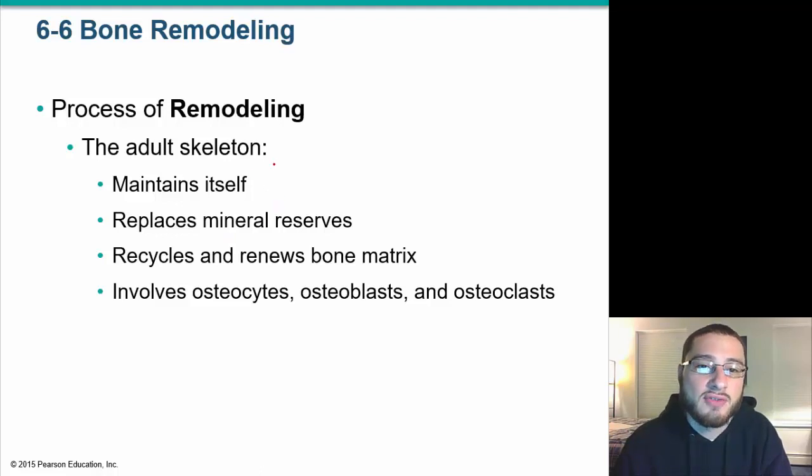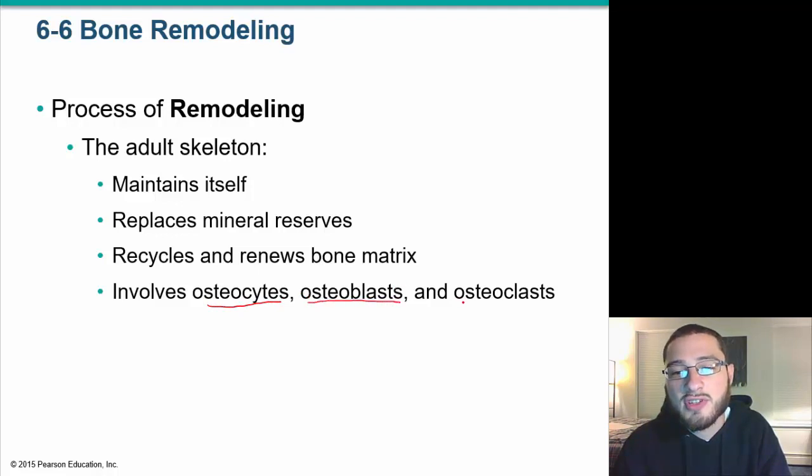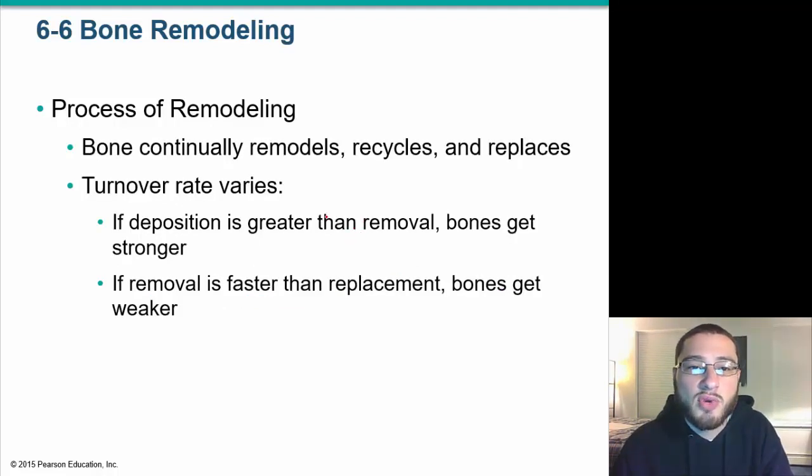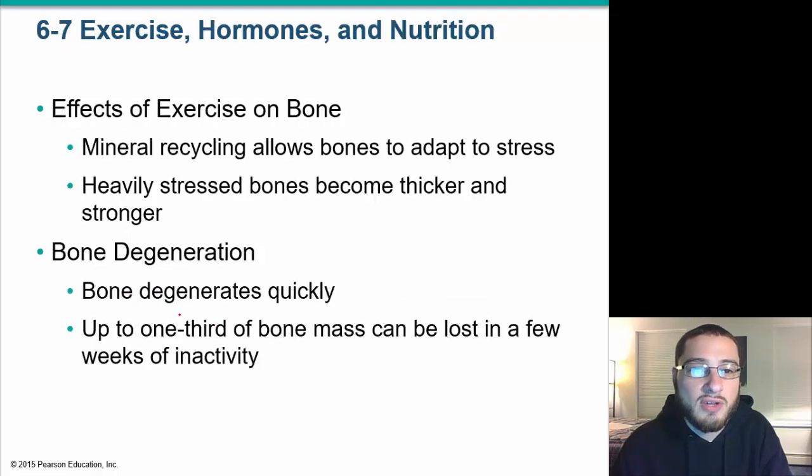Process of remodeling. The adult skeleton maintains itself, replaces mineral reserves, recycles and renews blood matrix, and involves the osteocytes, which are adult bone cells, our osteoblasts, those are our builders, and our osteoclasts, so those are our demo crew. Bone continually remodels, recycles, and replaces. Turnover rate varies. If deposition is greater than removal, then the bones get stronger. If we're removing more than we are depositing, then it's going to get weaker.